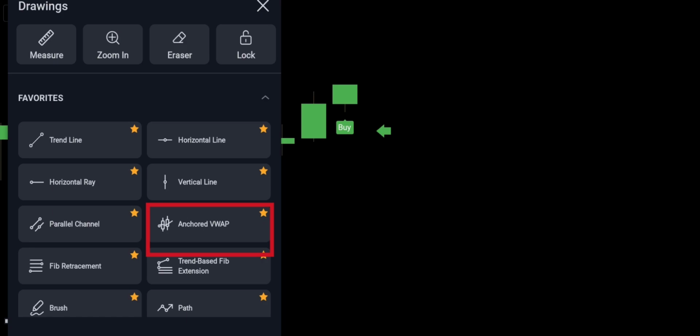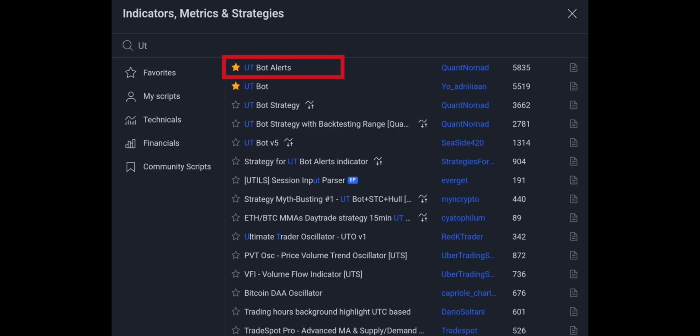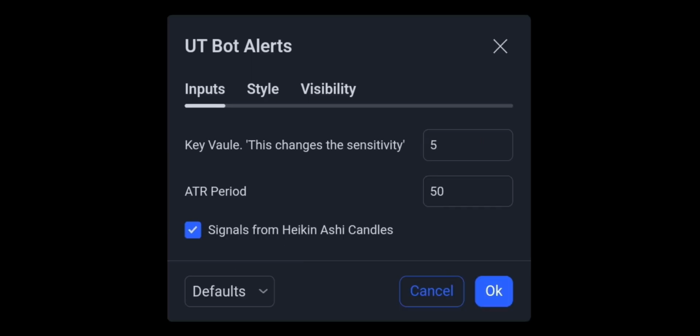Let's get started. You can find the VWAP tool under the Drawings tab in the TradingView menu. Additionally, to enhance our trading accuracy and provide us with convenience while using this tool, I will also add the VWAP indicator to our chart, bringing up its settings on the screen.